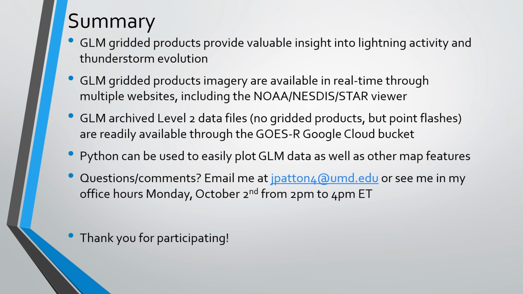Finally, in summary, I want to reiterate that the GLM gridded products provide valuable insights into lightning activity and thunderstorm evolution. These gridded products are available as imagery in real time through multiple websites, including the NOAA NESDIS STAR viewer. And the GLM Level 2 data files, which are not gridded products but instead contain individual flash characteristics as points, are readily available through the GOES-R Google Cloud bucket as data files. Python can be used to easily plot the GLM data files as well as other map features, which we've shown in this exercise.